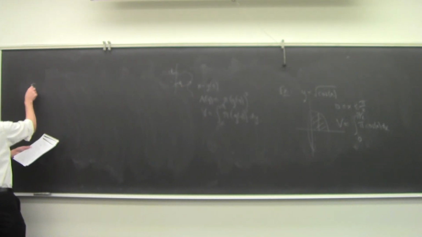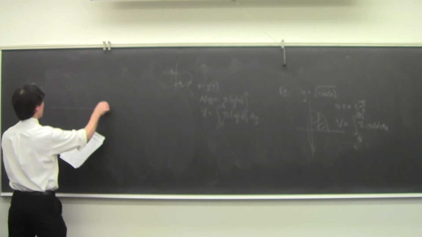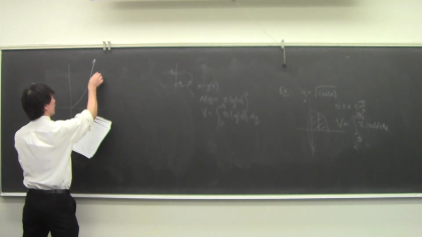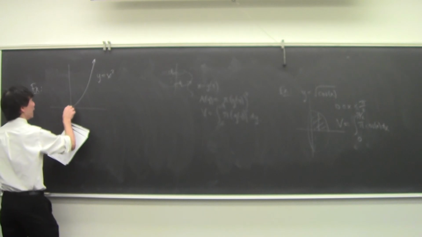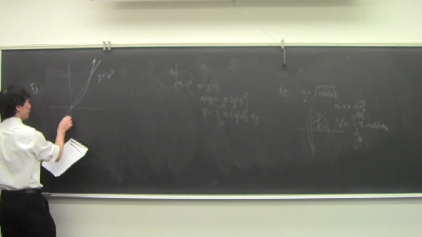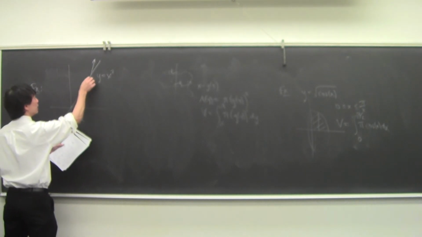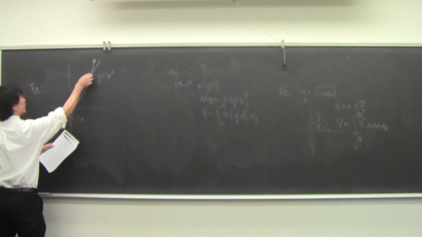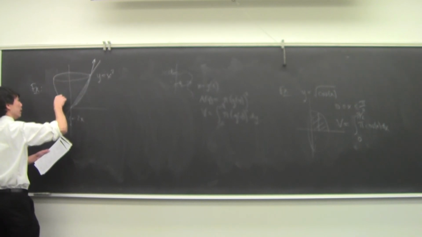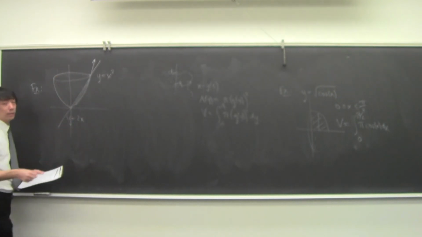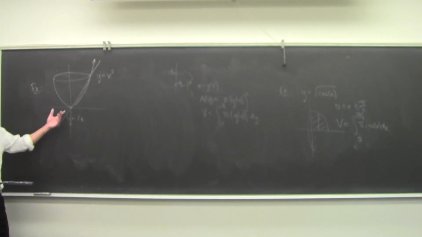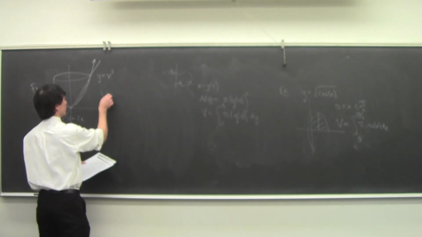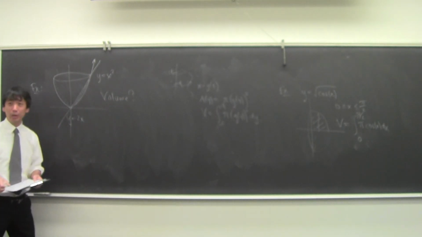Let me do one that's a little more interesting. You take the parabola y equals x squared, and you take the line y equals 2x, and you get this region here. I'd like you to rotate that around the y-axis, and you get this kind of cup. I want you to find the volume. Write down something for the volume of that cup.